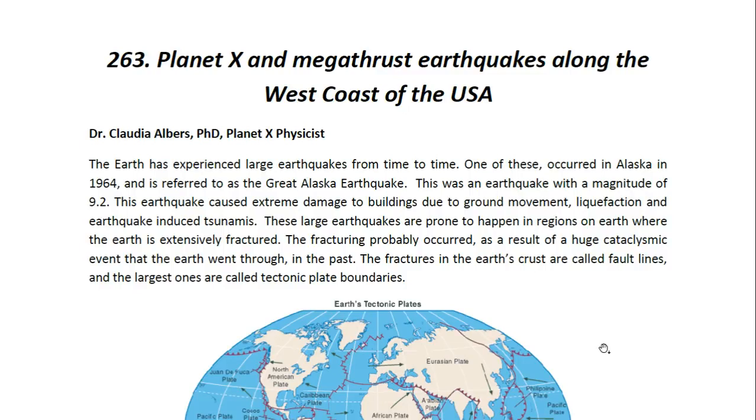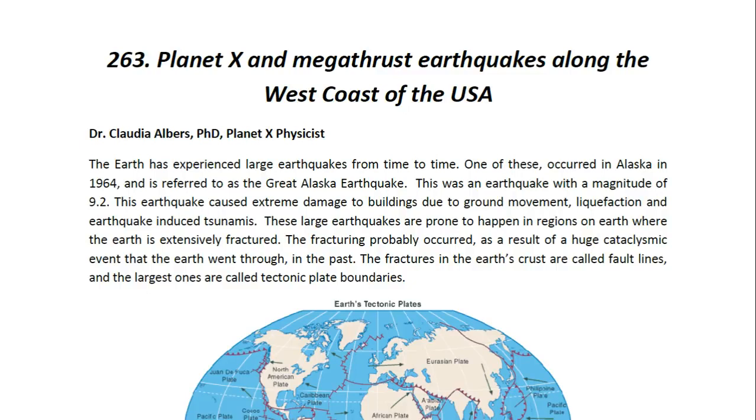This one is entitled Planet X and Megathrust Earthquakes Along the West Coast of the USA. Now, the Earth has experienced large earthquakes from time to time. One of these occurred in Alaska in 1964 and is referred to as the Great Alaska Earthquake. This was an earthquake with a magnitude of 9.2. This earthquake caused extreme damage to buildings due to ground movement, liquefaction, and earthquake-induced tsunamis.